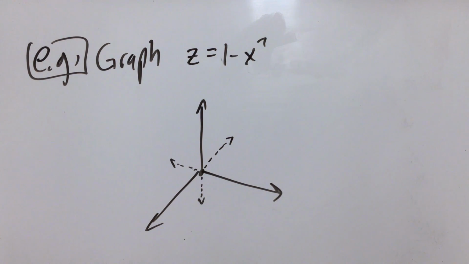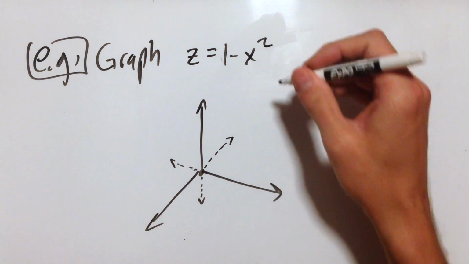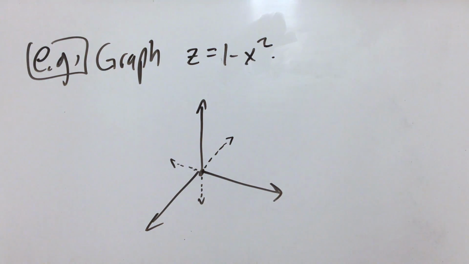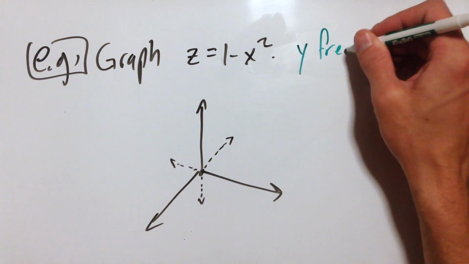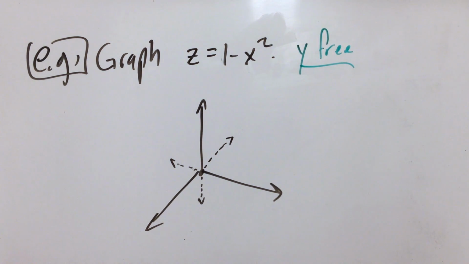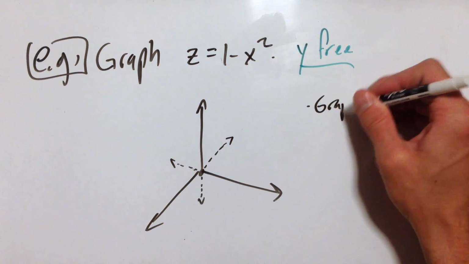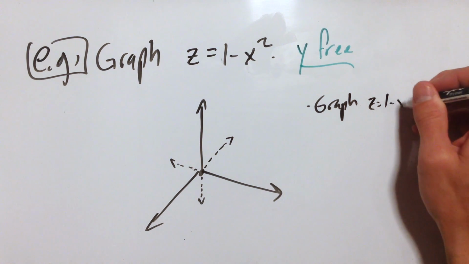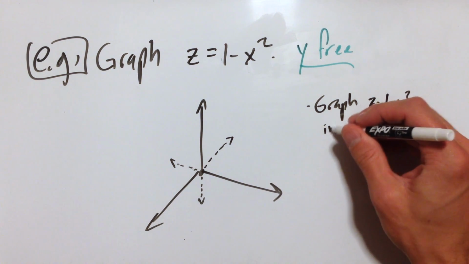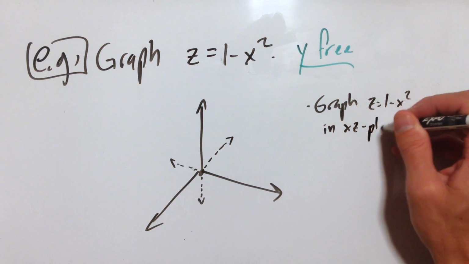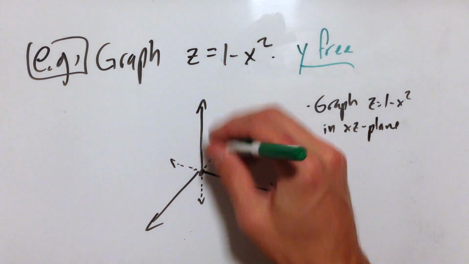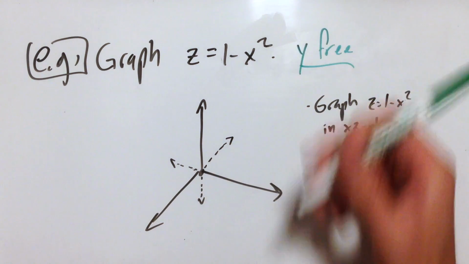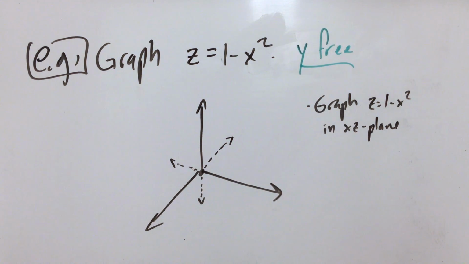Let's graph z is equal to 1 minus x squared. So my free variable here is y. So let's emphasize that y is free. So what I'll do first is I will graph z equal to 1 minus x squared in my xz plane. So my xz plane is this plane right here, and 1 minus x squared, that's a parabola.